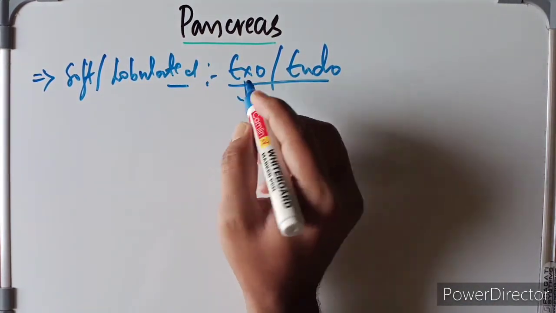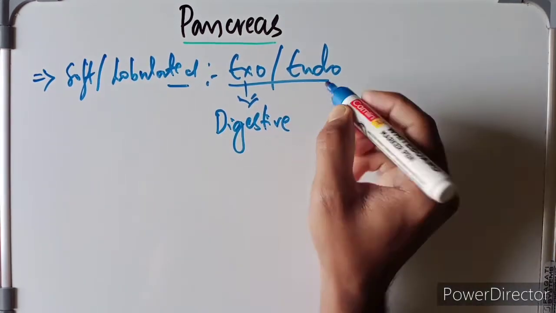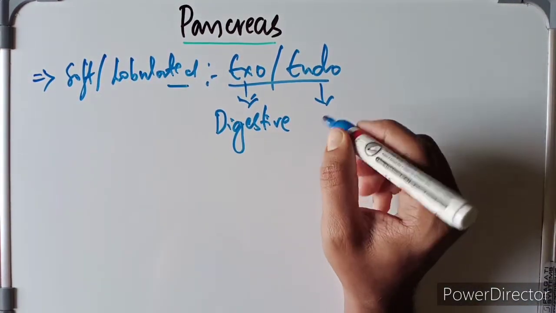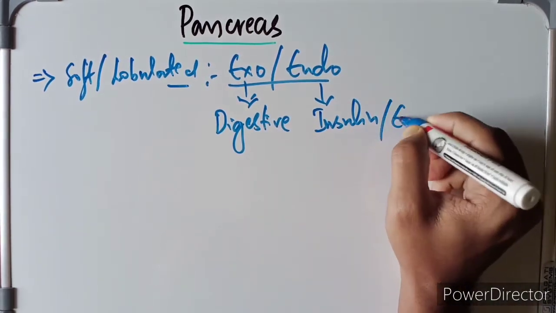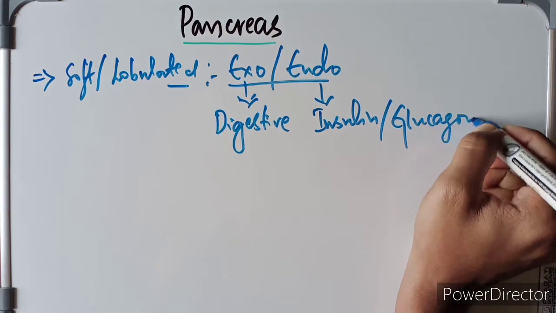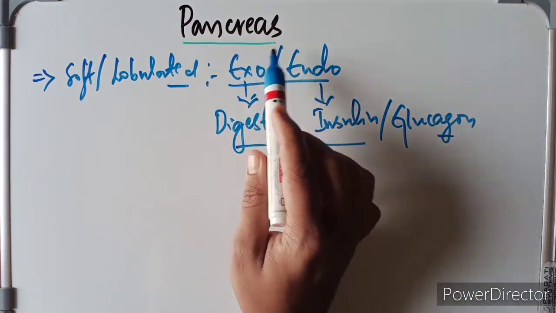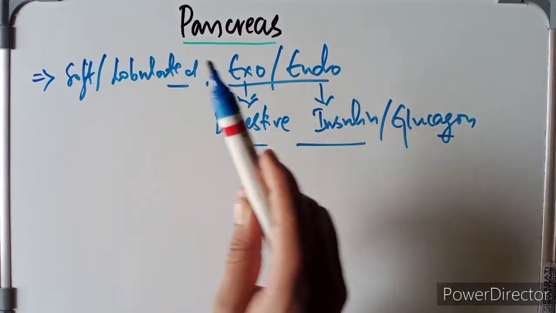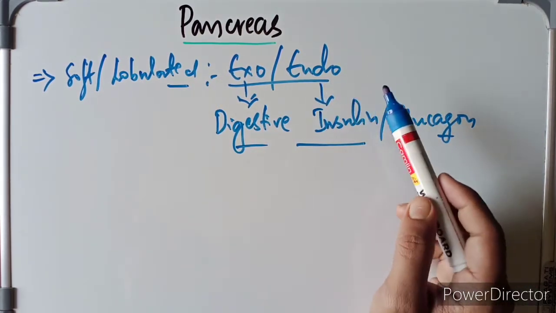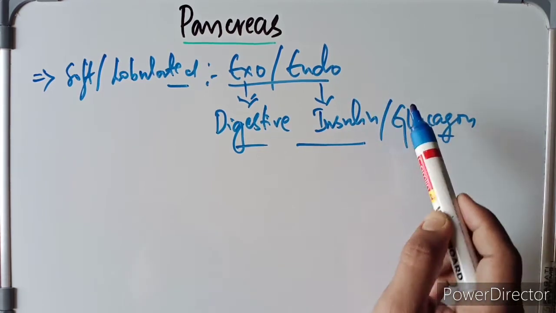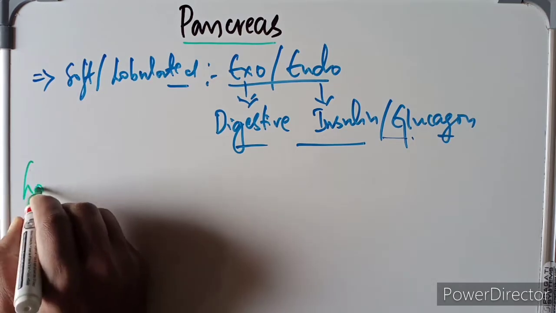What is the exocrine gland? It will be the digestive enzymes. And what about the endocrine? Endocrine will be the insulin and glucagon secretion. So it's a soft and lobulated organ which has both the exocrine and endocrine portions. The pancreatic juice will help in the digestion of lipids, carbohydrates and proteins, whereas the pancreatic hormones will maintain the glucose homeostasis. So what is the location of the pancreas?